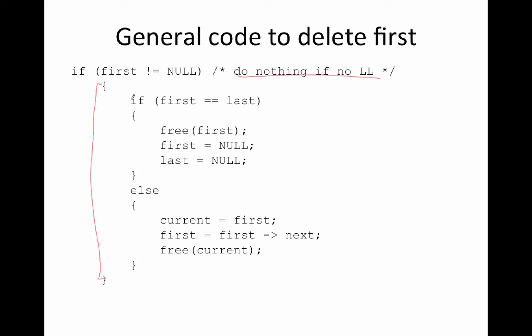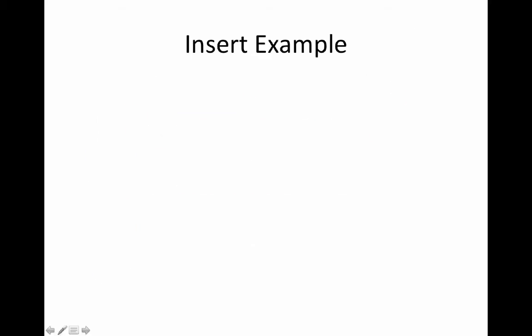So if we do have a linked list, the first thing we'll check to see is whether there's only one element. So if first is equal to last, then there's only one element in the linked list, so I want to free up that space and then set both first and last equal to null because we don't have a linked list anymore. We just got rid of it. Else, so if there's more than one element, then we can use our general code in which we're going to set current to first, move first over to the next element in the linked list, and then free that space. So in this code, we're checking for all the special cases.